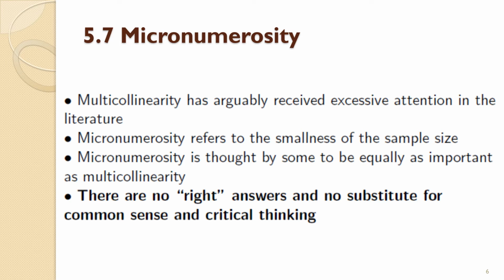Okay, so if you're concerned about the small sample size, then the natural thing to do is try and collect more data. But as I said before, with a time-limited project like dissertations, there may be strict limits as to what's ultimately possible. There's no right answers here and no substitute for common sense and critical thinking. I think that both multicollinearity and micronumerosity are inherently due to imperfections in the data that you've got available, and there may be a limited amount of things that you can do in order to counteract that, especially if you've got limited time available.